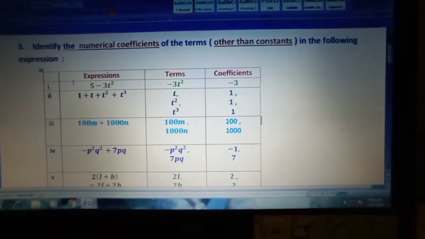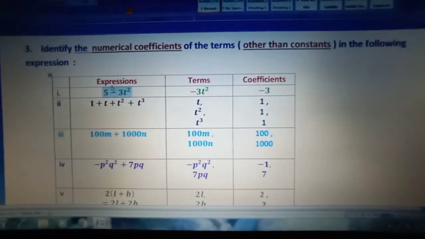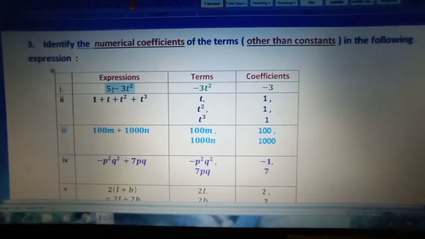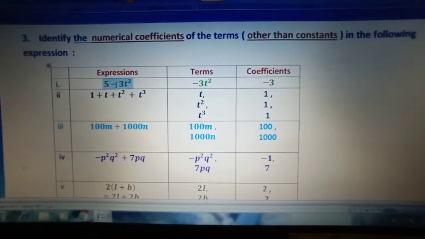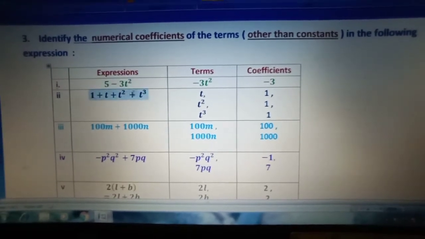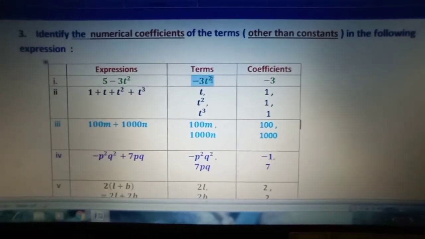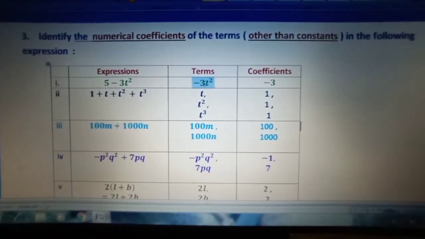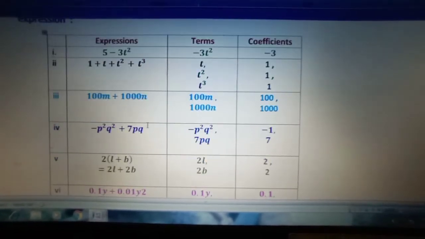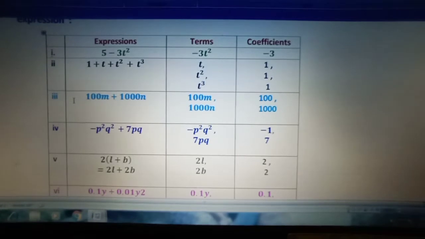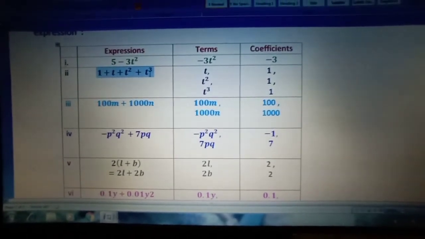Okay, take one example. 5 minus 3t square. 5 is a constant number here, so we will not mention it. Therefore our terms which contain the variable is minus 3t square. So I will mention minus 3t square here, and here the numerical value is minus 3, so the coefficient is minus 3.